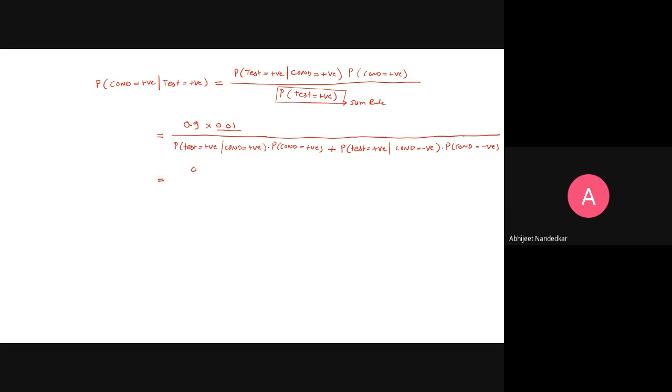So this will be 0.9 multiplied by 0.01. So as it is, now we have to write the denominator. So first thing, this one is 0.9 multiplied by 0.01. Okay, so this is 0.01 plus, now what is the probability of test positive given condition is negative? Can you find out?